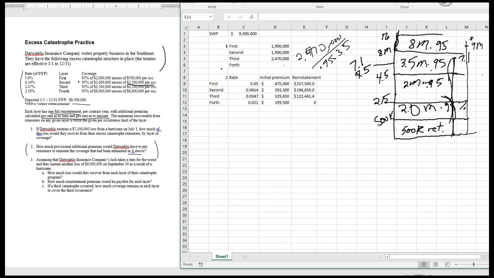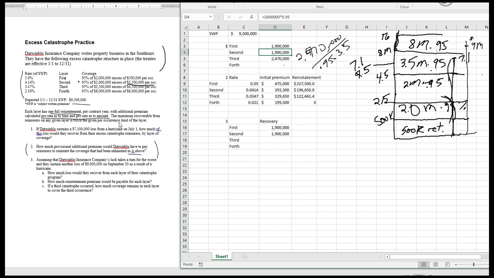So how much do they recover? From the first layer, they again blow through the entire layer here, and we reinstated that whole layer. So it's going to be the exact same as it was the first time. I'm just going to put the initial recovery. Same with the second layer. But now keep in mind that we've actually blown through both of these layers now.